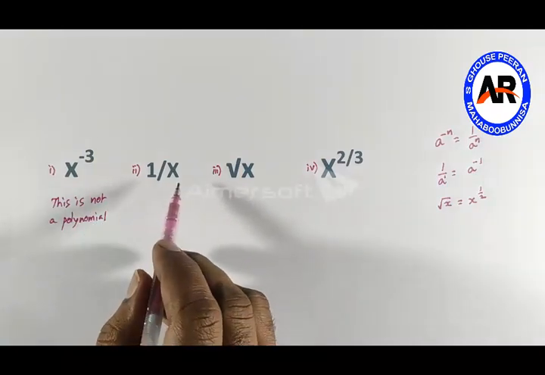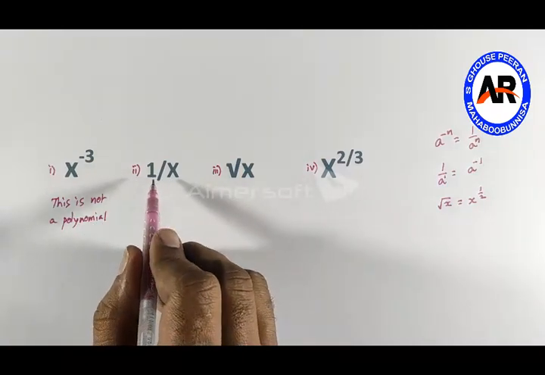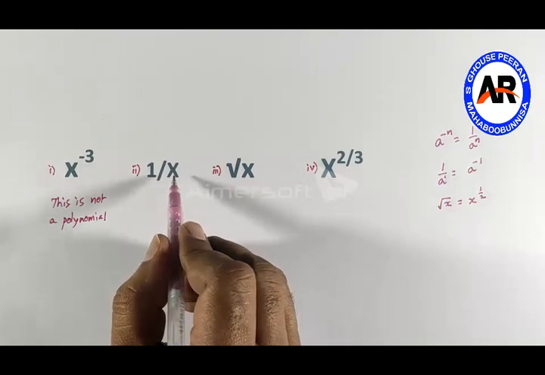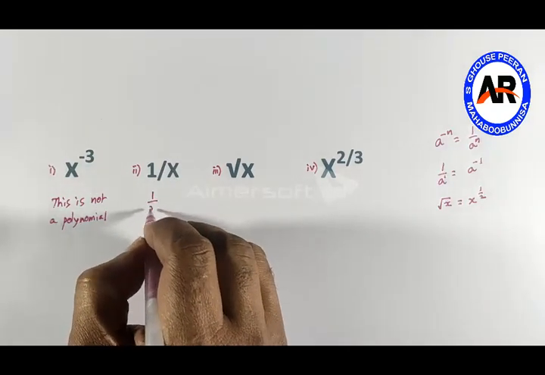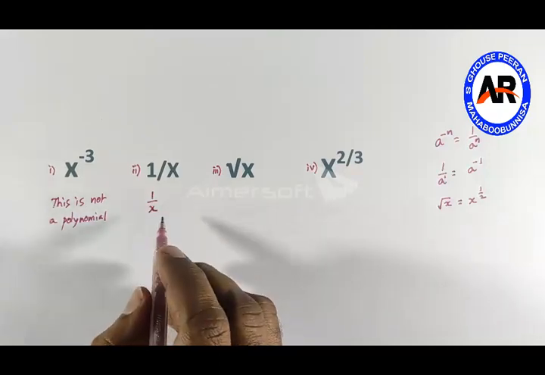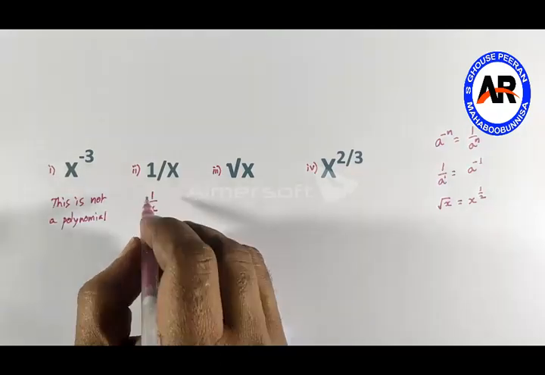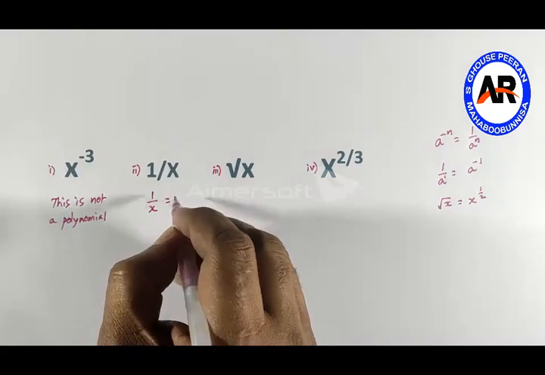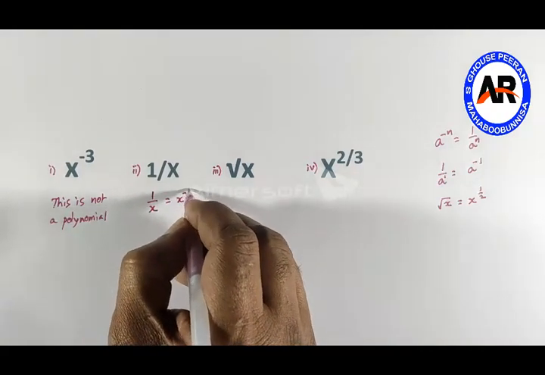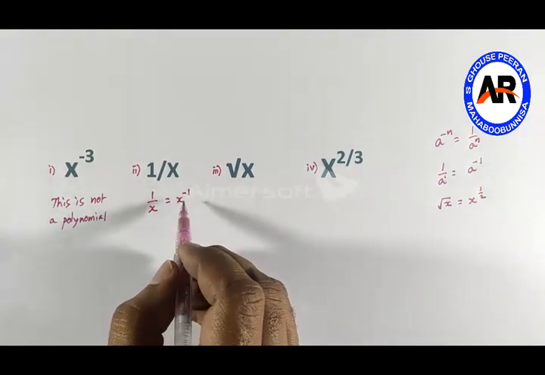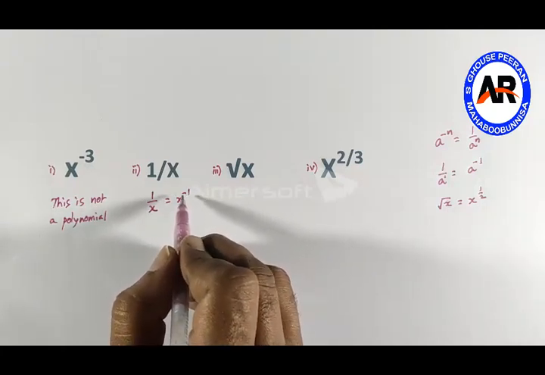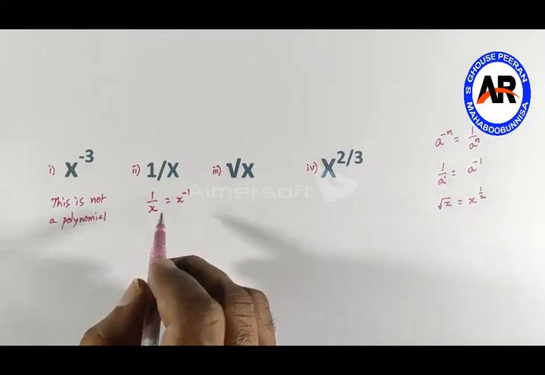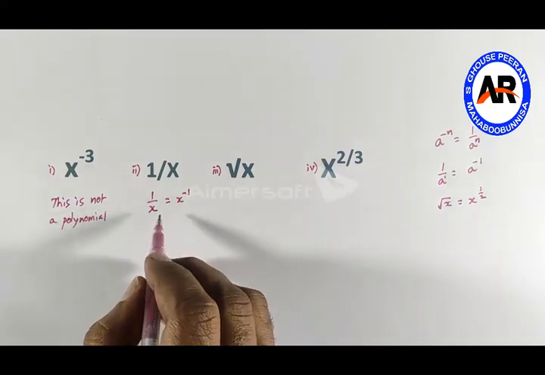Second one, 1 by x. In 1 by x, x is in denominator's place. If you find x in denominator's place, we can say that this is not a polynomial because 1 by x can be written as x power minus 1. Again, we have got negative power. We have got negative exponent. Okay, this is also not a polynomial.